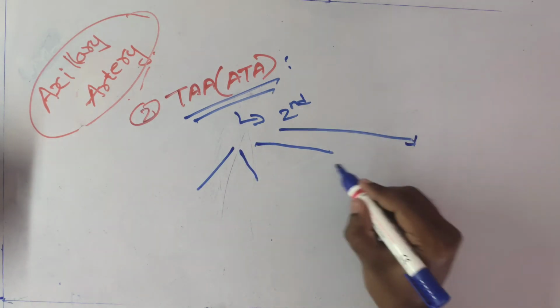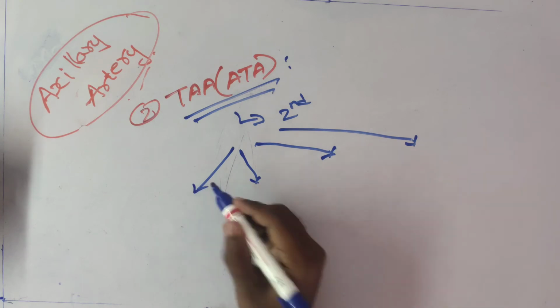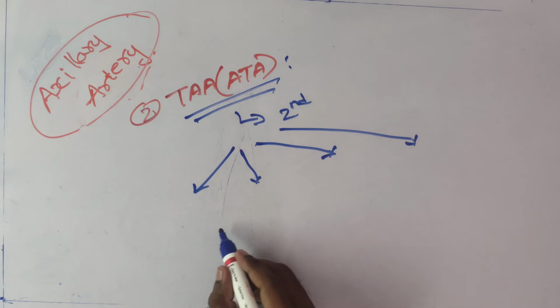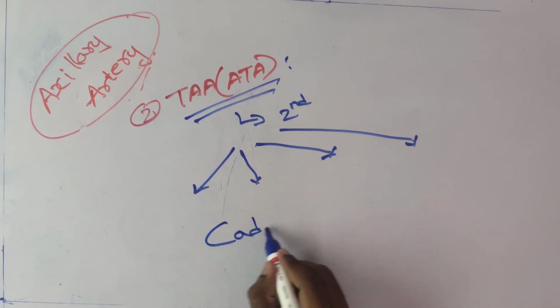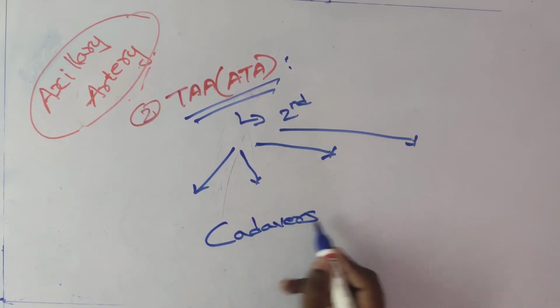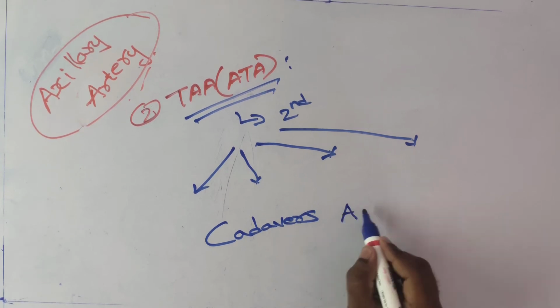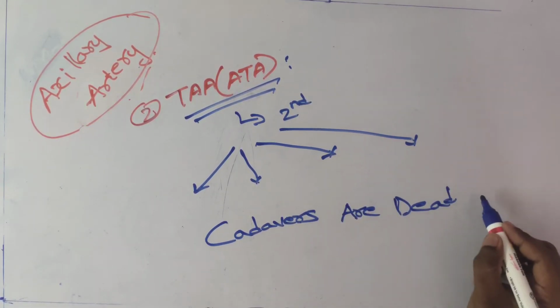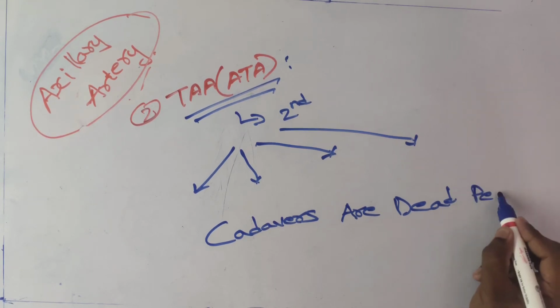I will tell the mnemonic of these parts. Okay, we all know about the word cadaver. Cadaver means dead body, and the mnemonic of it is, see, cadavers. Cadavers are dead people. See, the meaning of cadaver is dead people, dead body.